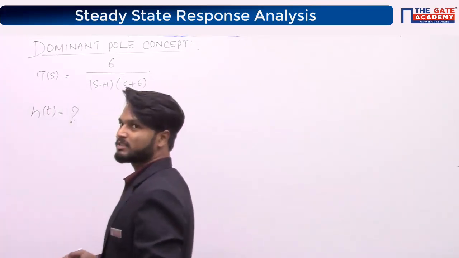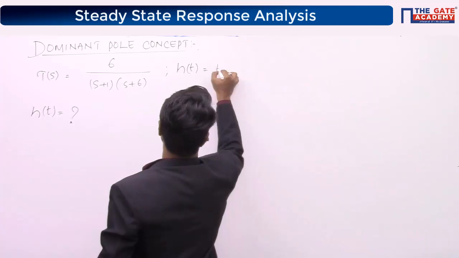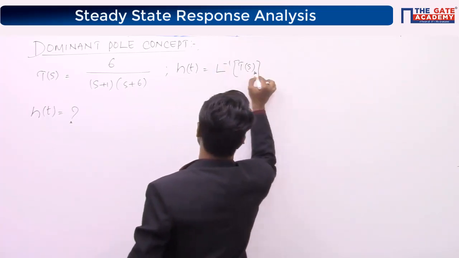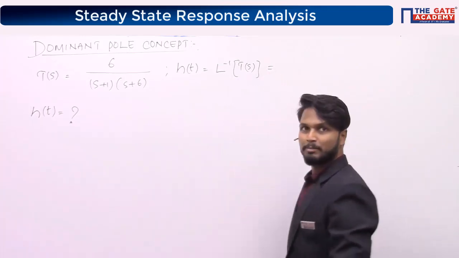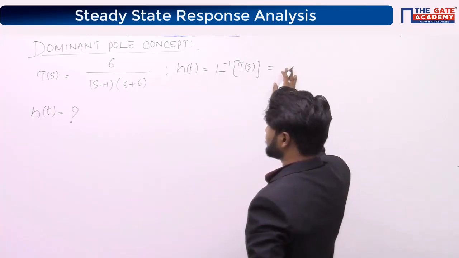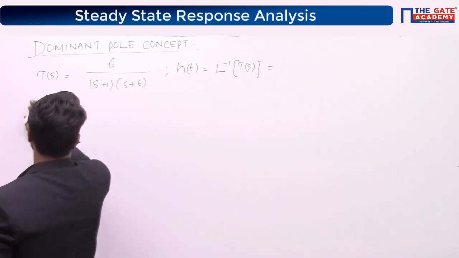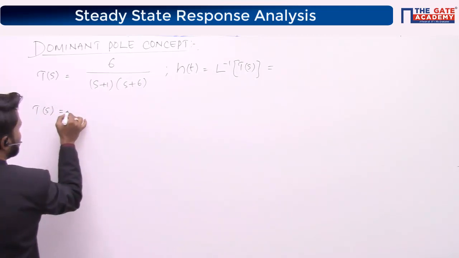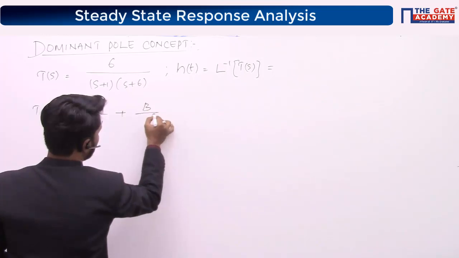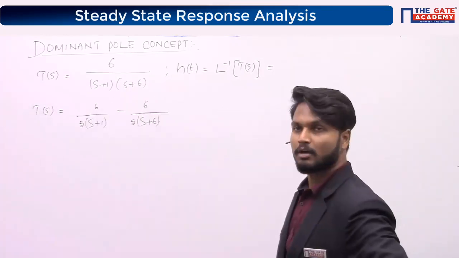Impulse response h of t is nothing but the Laplace inverse of the transfer function. Laplace inverse of your transfer function is nothing but impulse response, right? So in order to find out the impulse response, you have to obtain the partial fractions of T of s. T of s is equal to A by s plus 1, B by s plus. So tell me the values of A and B, right?